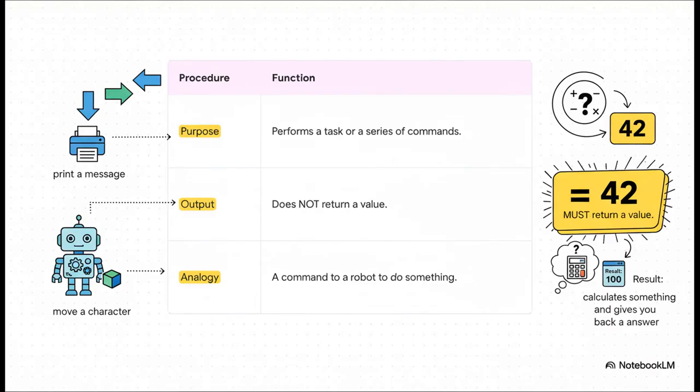And here it is, the key difference. A procedure does something, like it prints a message to the screen, or it makes a character jump in a game. But a function is different. Its job is to figure something out, to do a calculation, and then return a single value back to the code that called it. That phrase, must return a value, that's everything. If a subprogram gives a value back, it's a function. If it doesn't, it's a procedure. It's as simple as that.